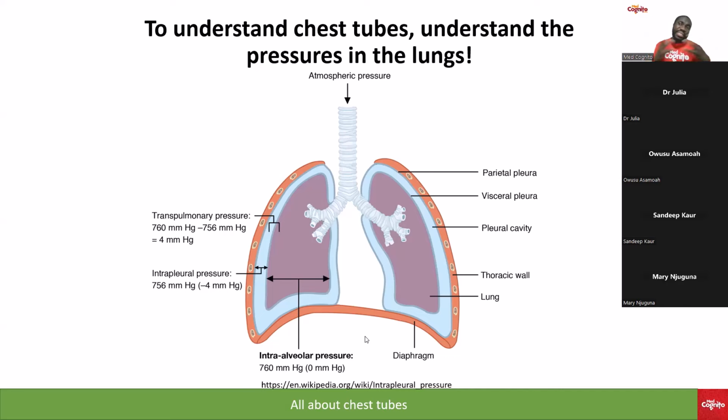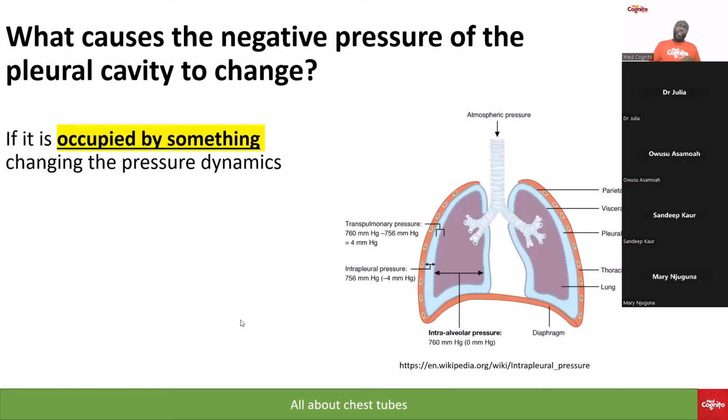Now, some authorities say the pressure in there is about minus four. And that is what helps the lung to function, because the lung is in this rib cage, and the negative pressure allows the lung to function properly when we breathe in. Now, if that space, the pleural space, is a negative pressure, then what changes the pressure? For that negative pressure to change, something must occupy that space.